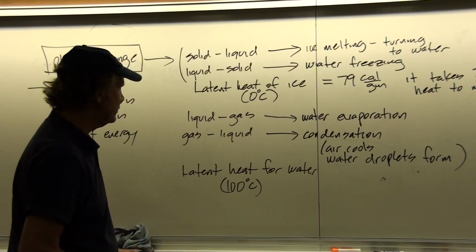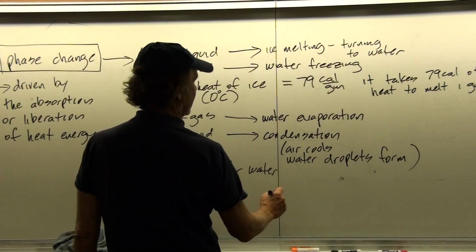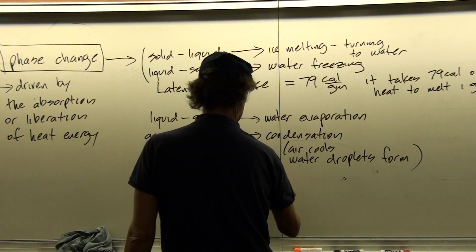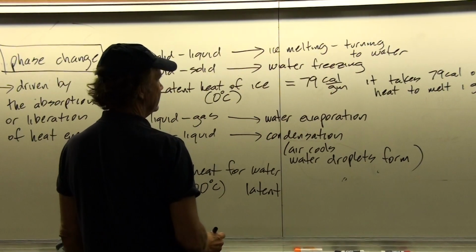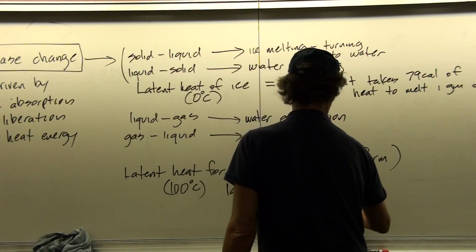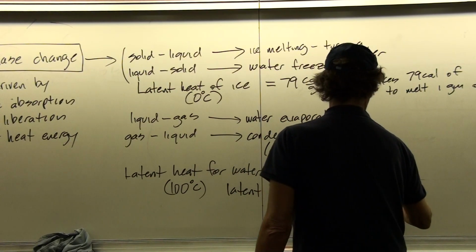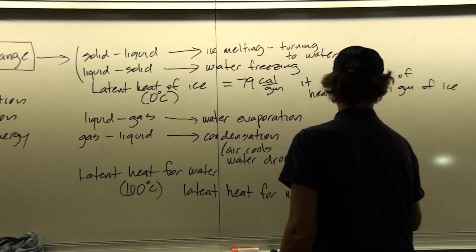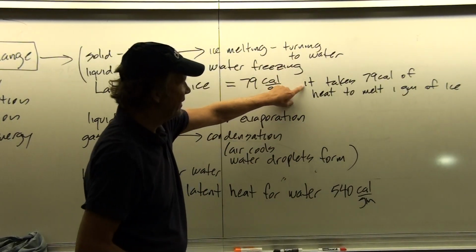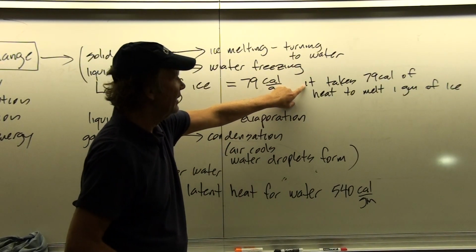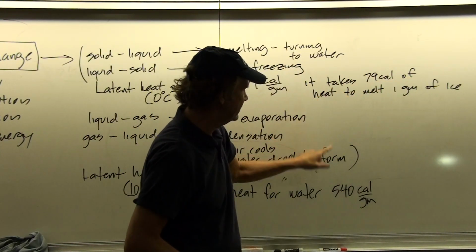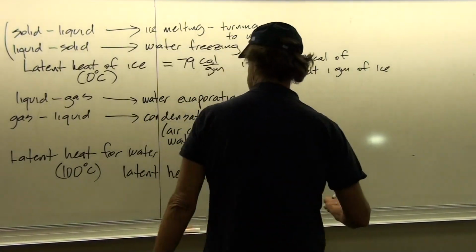But once you reach that temperature, the latent heat for water is much more than the latent heat for ice. It's 540 calories per gram. And so the significance of that is similar to what the significance is here. It takes, in that case, 540 calories of heat to evaporate 1 gram of water.